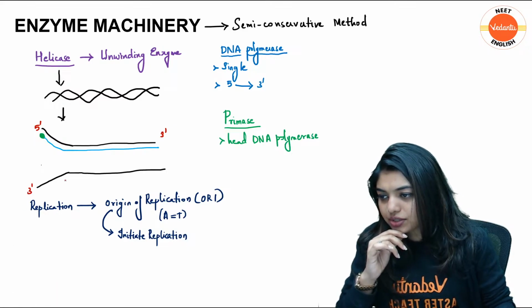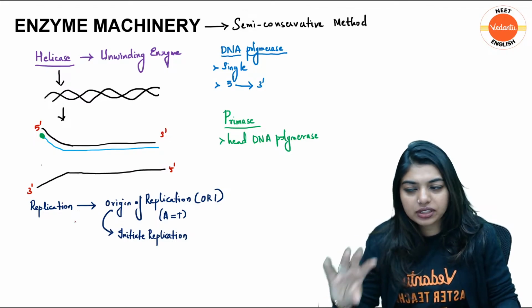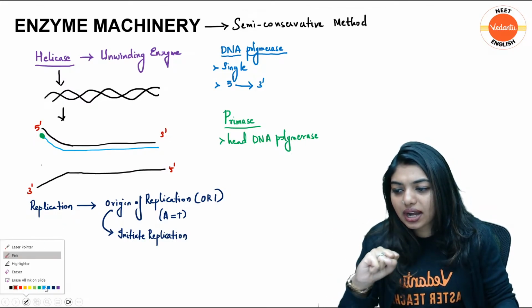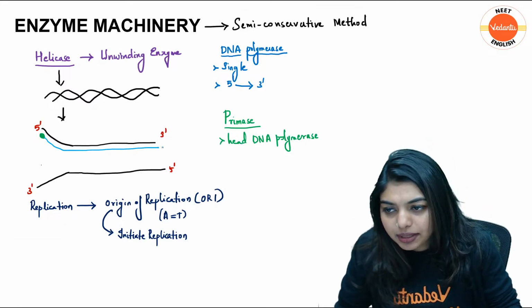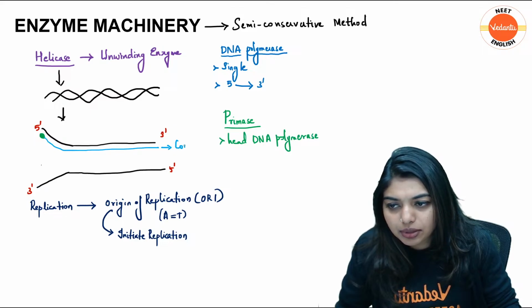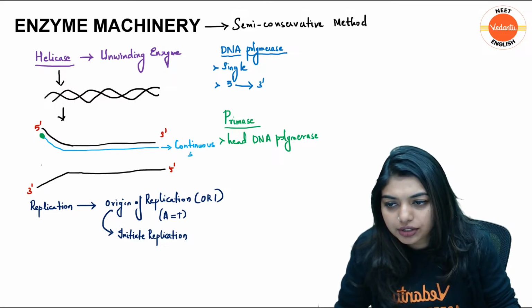This is 3' to 5'. So this strand which we formed with the help of RNA polymerase, the blue one, will be called the continuous strand because you can see no breaks are there. At one shot it formed the strand, right? Continuous strand.